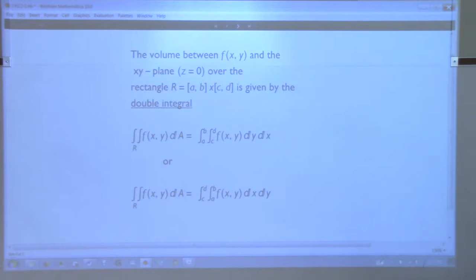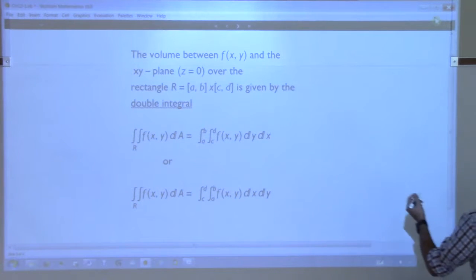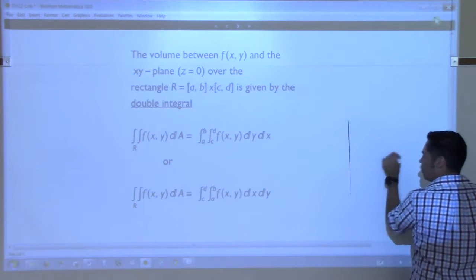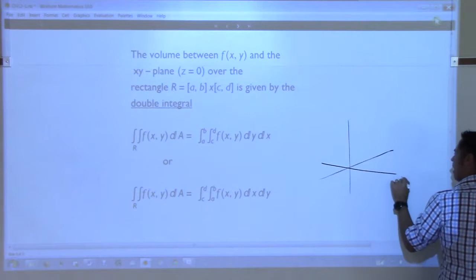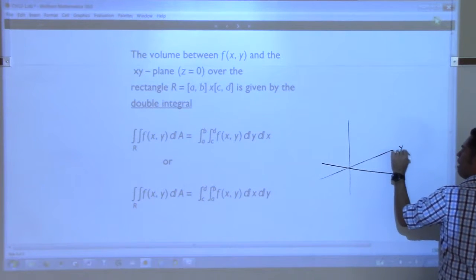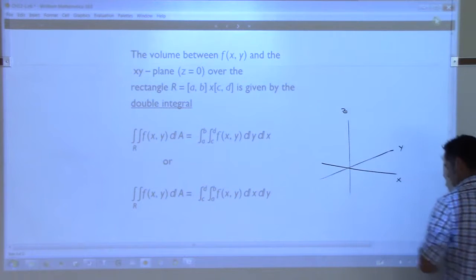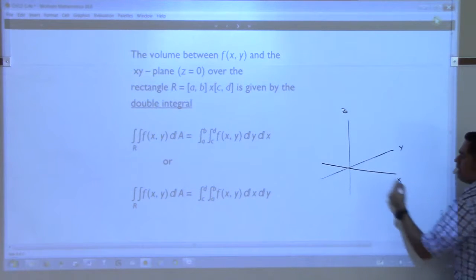Now let's look at some of the notation. And I think next to this I'm going to draw a picture. So we have x here, let's do y here, let's do z here. So on the ground, I have a rectangle.